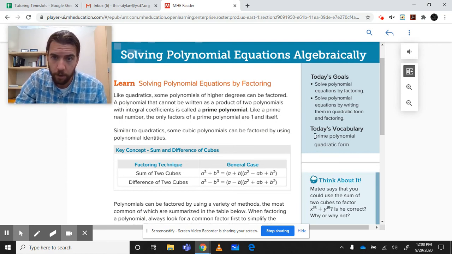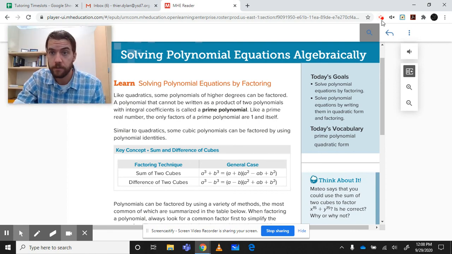Today's vocabulary are prime polynomials, so that idea of polynomials that can no longer be factored, and that quadratic form that I just mentioned. All right, well, let's tuck in and get started.